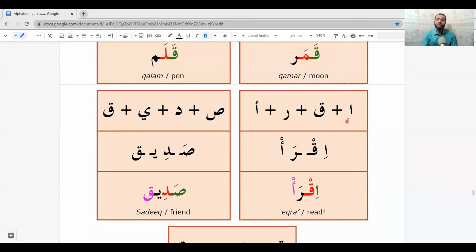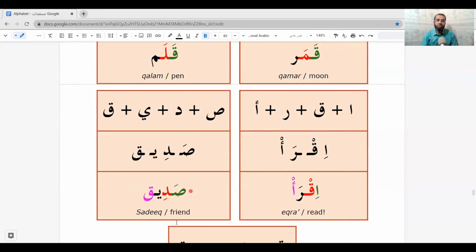The next word, alif, qaf, ra, and alif. The first alif has kasra, so we say e, followed by qaf with sukoon, and then ra with fatha. So we say iqra, ended by alif with sukoon. Iqra means read. When you order someone, you say iqra, which means read.